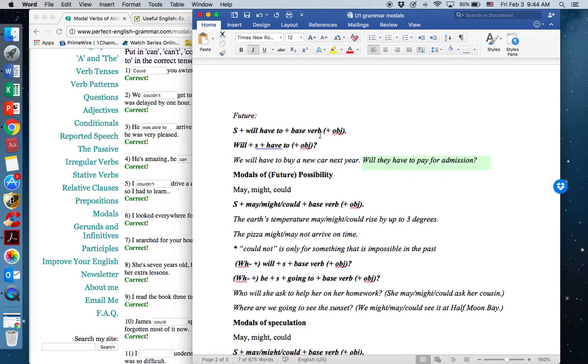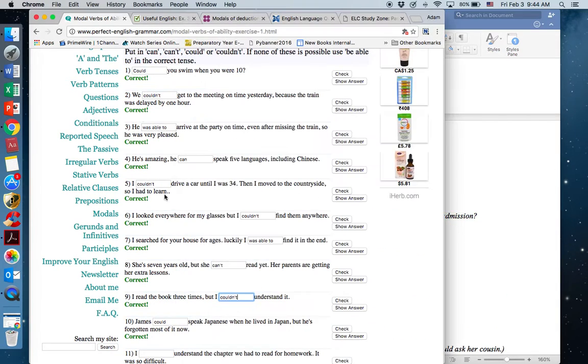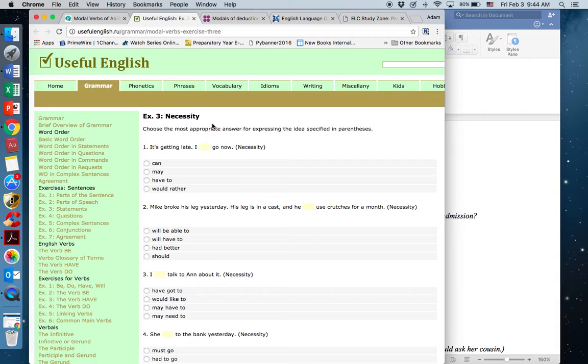Will they have to pay for admission? We don't use must in the future. We're only using have to. And so, again, those have the same meaning, must and have to: no choice. Necessity. It's getting late now. I have to go. It's a necessity.